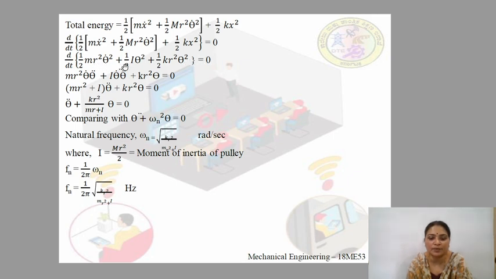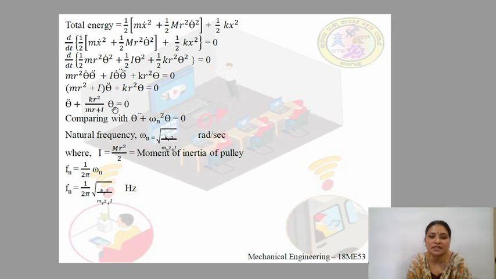Now, simplifying the above equation, we can write it as m r square theta dot theta double dot plus I theta dot theta double dot plus k r square theta is equal to 0. Taking the common term and dividing the whole equation by m r square plus I, we can write this equation as theta double dot plus k r square divided by m r square plus I into theta is equal to 0. This is the equation of this system.